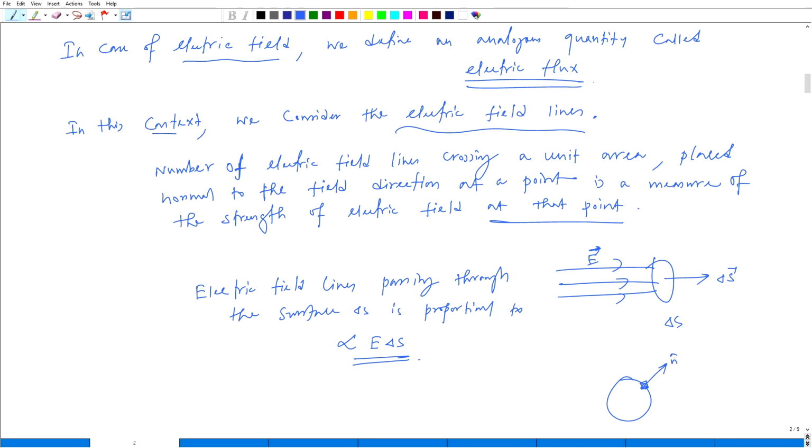So n cap is always directed along r cap, and theta is the angle between the outward normal and the electric field vector E. If we put in the electric field in this direction and place the sphere on it, the angle theta is here, in the case of a closed surface, and this one is an open surface.